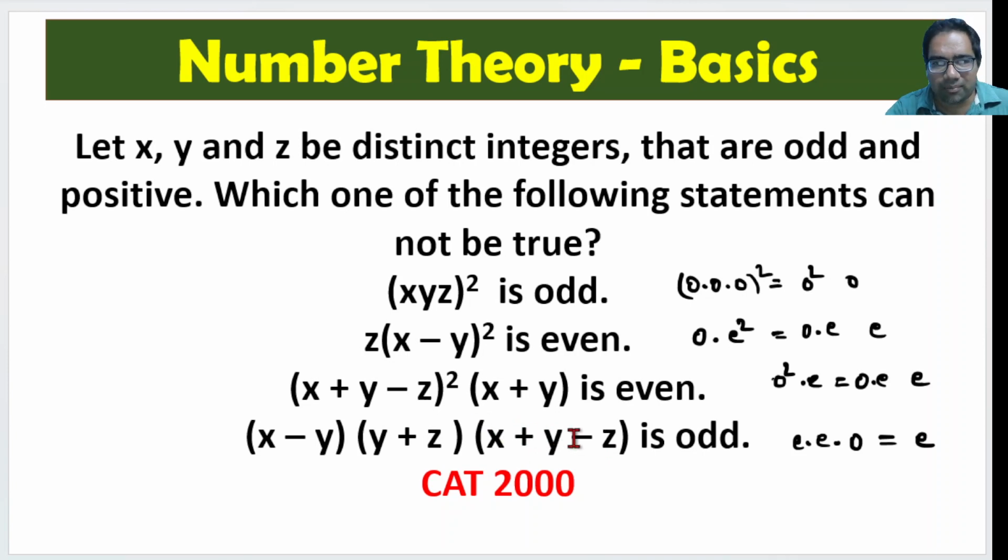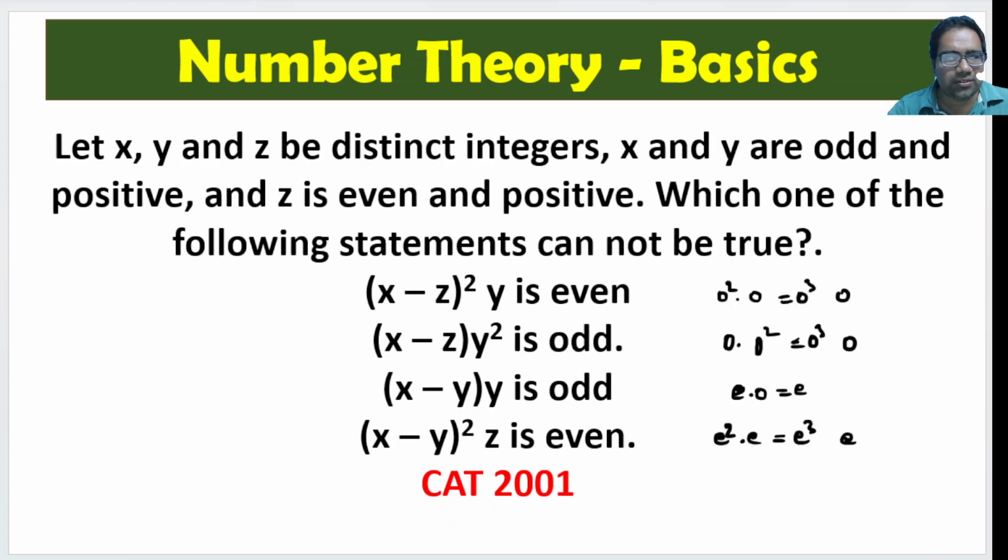Odd plus odd minus odd, two odds and an odd: this is also odd. You can see it directly, for example 1 plus 1 minus 1 is still 1, which is odd. So even into odd is even only. Whenever any multiplication has an even, that will remain even. So this is wrong. And what is the other one? This is true only. This is true, and this is the one that is wrong.